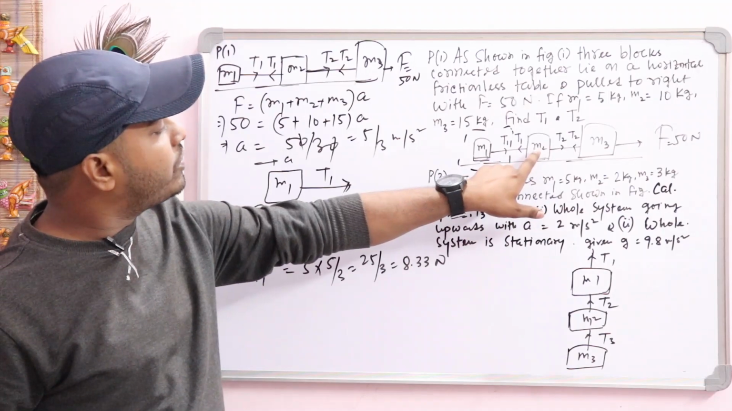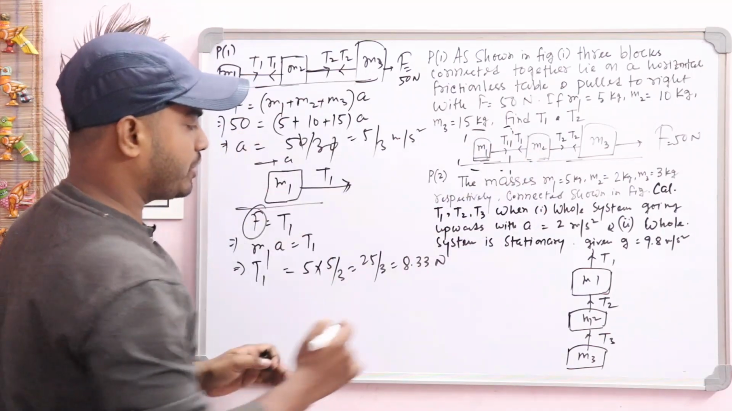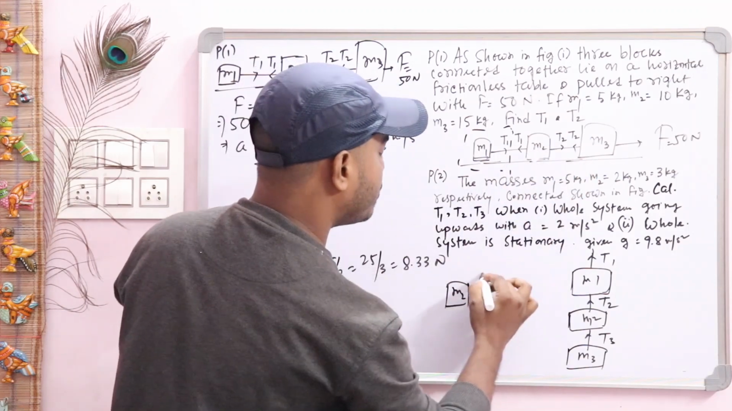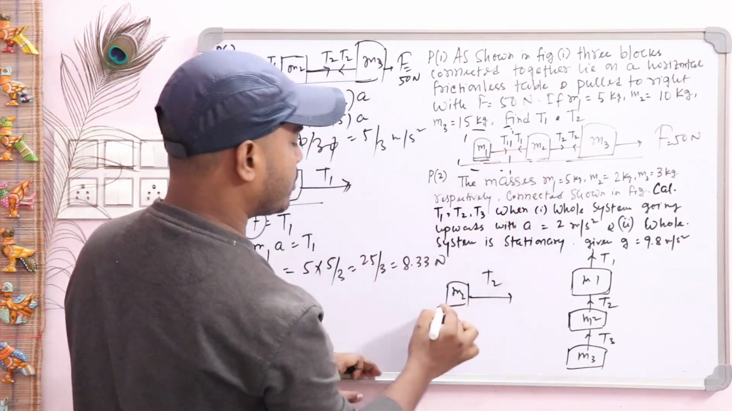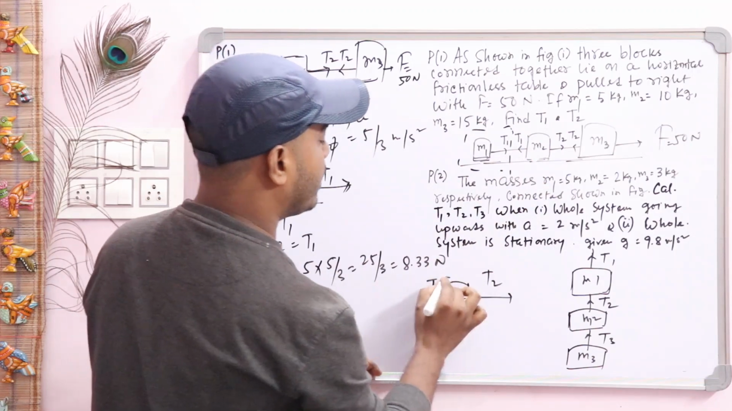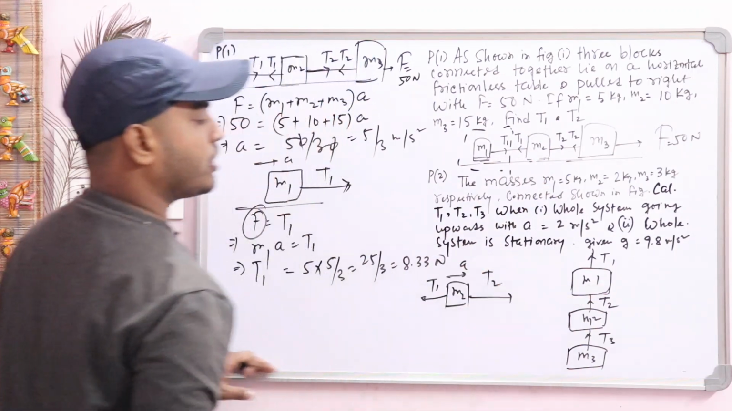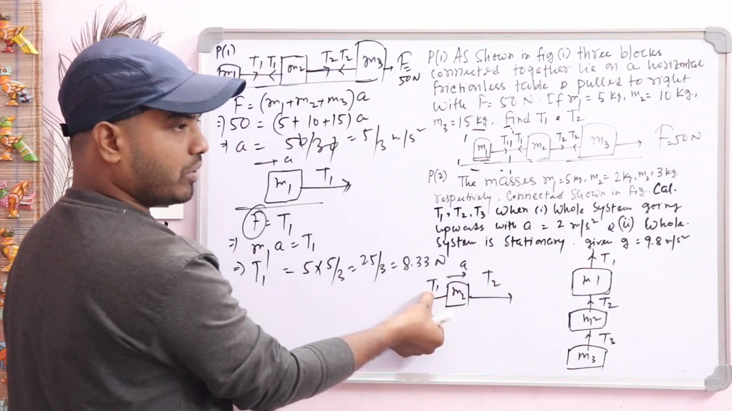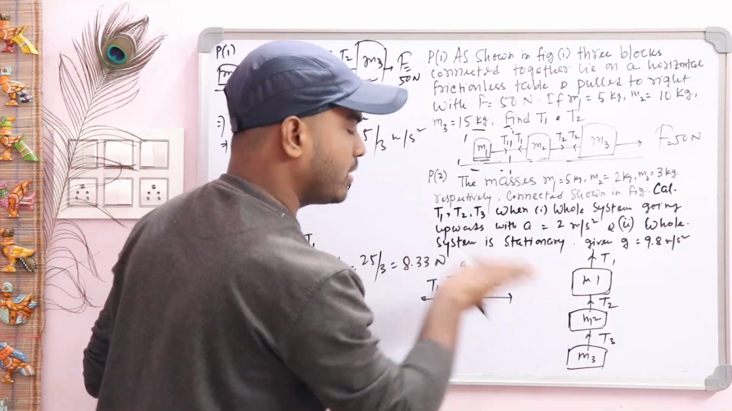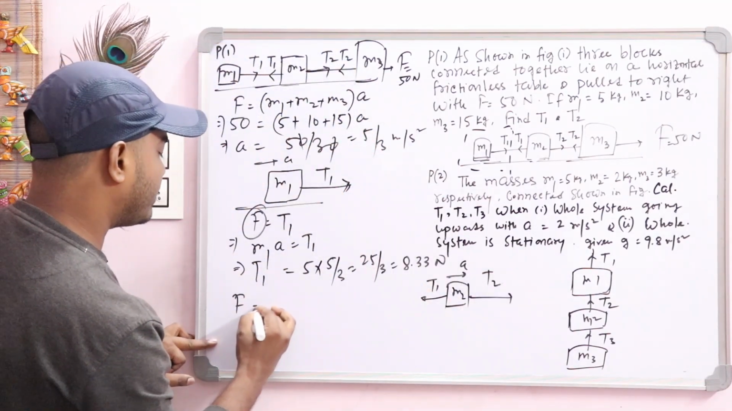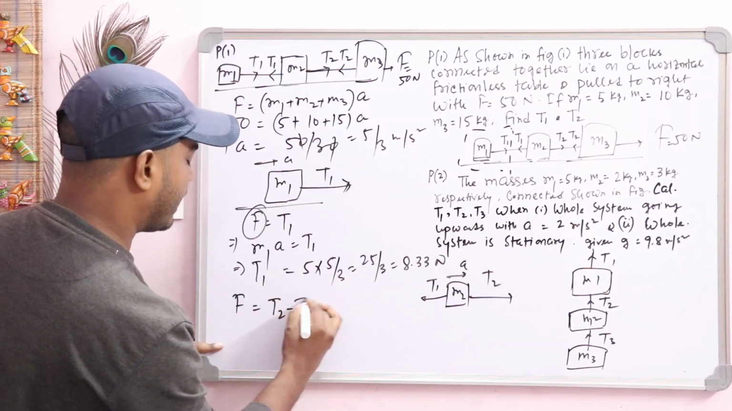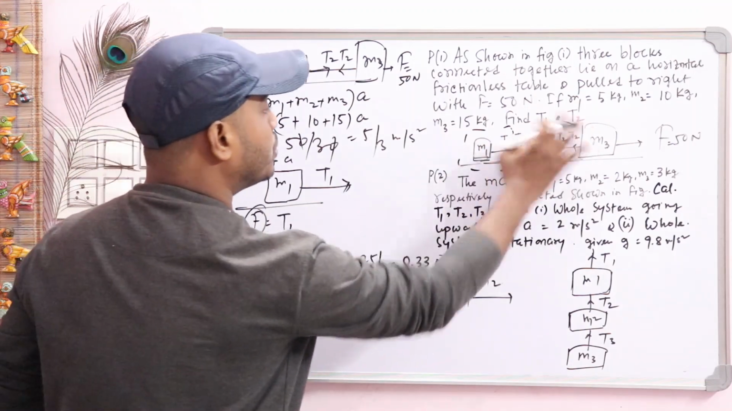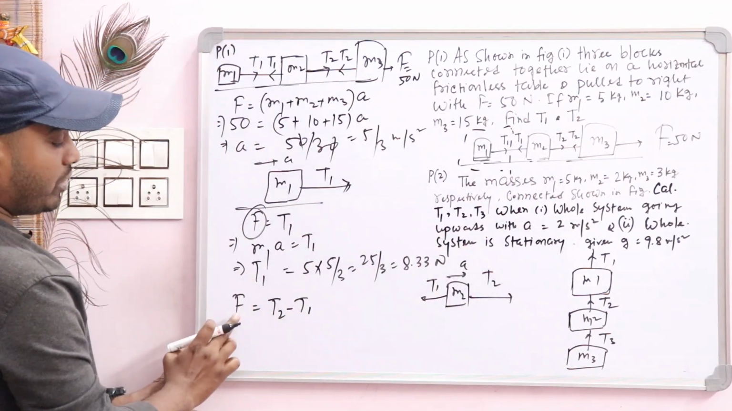Okay, I am considering m2. You see here m2, right side direction tension T2, left side direction tension T1, and the body is moving in the forward direction. So obviously the net force is T2 minus T1, that's why the body is moving in the forward direction. So write it, net force F is equal to T2 minus T1, and you have to find out the value of T2. You know the value of T1, you know the value of F.